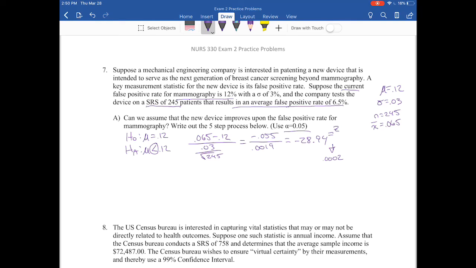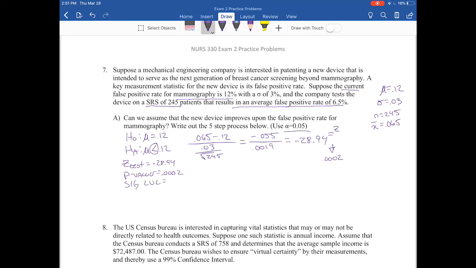Truly, it's much smaller than that, but for our purposes, we know that's a very small p-value. So we're going to write off to the side now. Our z-test is equal to negative 28.94. Our p-value is equal to 0.0002. Our significance level, once again, remember, is found on page 204.